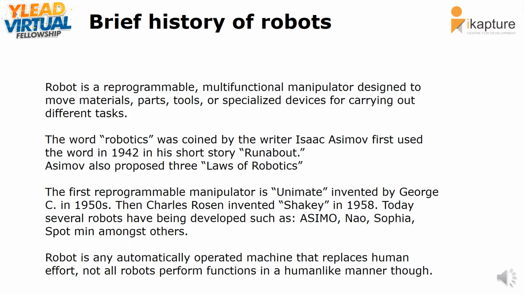We also have a couple of robots that came after that. You have the Ultimate robot, which was also produced, and some of them were used for musical activities, and some of them were used for production of cars in the car manufacturing plants, which I'm going to show you a video of how that works. A robot is any automatically operated machine that replaces human effort. Not all robots perform functions in a human-like manner. So we could have a robot that just communicates with you.